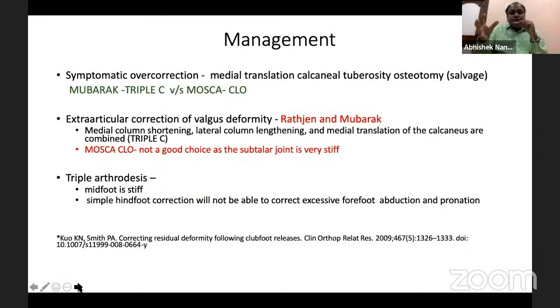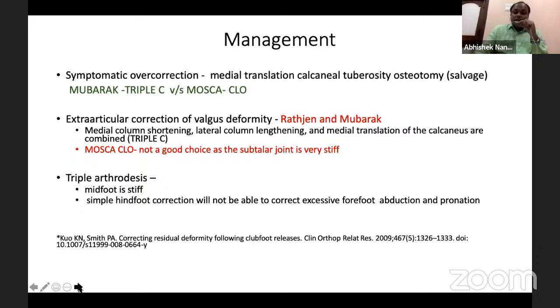Now, for this rotational variety, Kwan and Smith et al., there was a debate between Mubarak's triple C, which was an extra-articular correction, versus Mosca's calcaneal lengthening, which is an intra-articular correction. My previous slide, taken from Lovell and Winter, advocated Mosca. Mubarak's triple C, which is a medial column shortening, lateral column lengthening, and medial translation of the calcaneus, shows a better result because here the subtalar joint is very stiff and Mosca's was not a good choice.